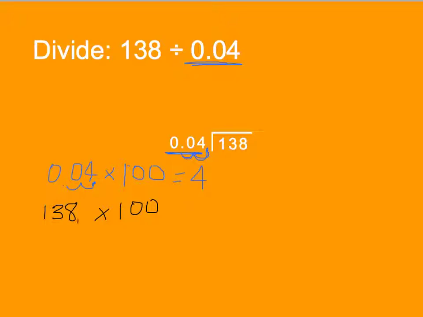Okay? And in the whole number, our decimal is back at the end, like I showed you on the previous slide. And we have 2 zeros, so we're going to move it over 2 spaces.